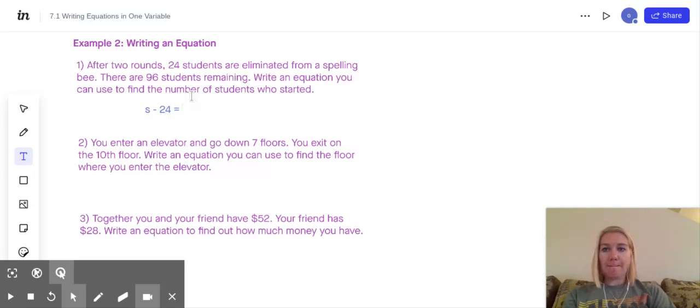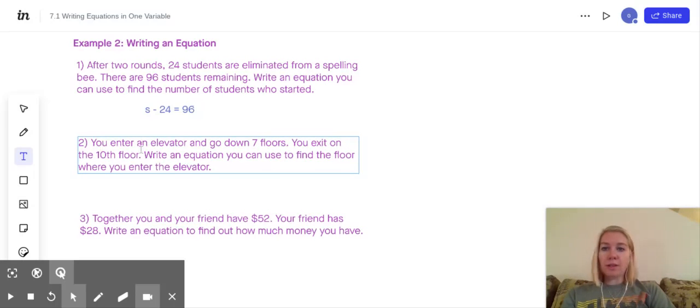Okay, so after 2 rounds, 24 were eliminated, so we're going to subtract 24 from s. There are 96 students remaining. So after the 24 students were taken away, there's now 96 students. So we're going to say equals 96. And look at that, we already have our equation. Our s stands for the students that started, and we don't know that. 24 were eliminated, so that's going to be minus 24. And then there's 96 remaining. So after the 24 students were eliminated, there's a total of 96 still participating. And that's it. Let's talk about number 2.